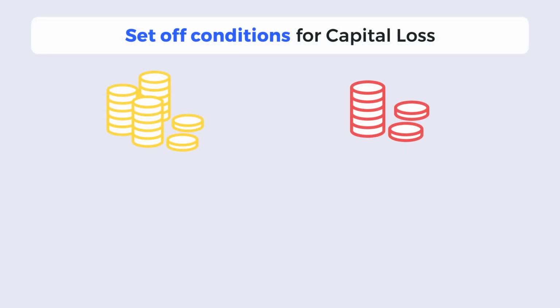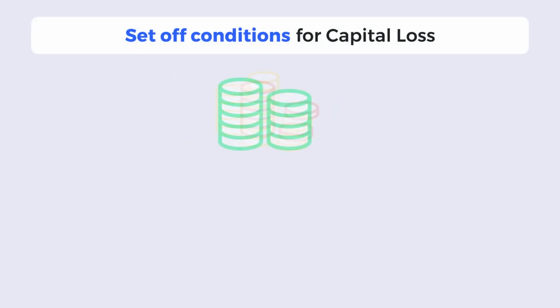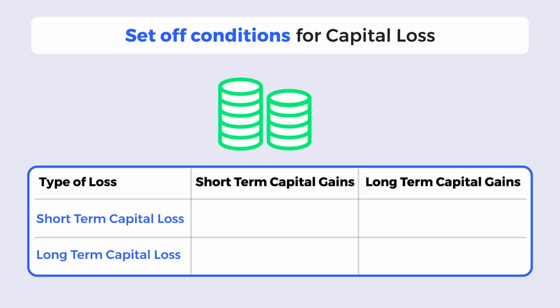If you have a loss from the sale of capital assets, you can set it off against any income from sale of any other capital asset, and the remaining balance of the loss can be carried forward for the next 8 financial years. You can adjust this carried forward loss against any future capital gains income you earn. But there are certain conditions. Short-term capital loss can be set off against both long-term and short-term capital gains. However, long-term capital loss can only be set off against long-term capital gains.